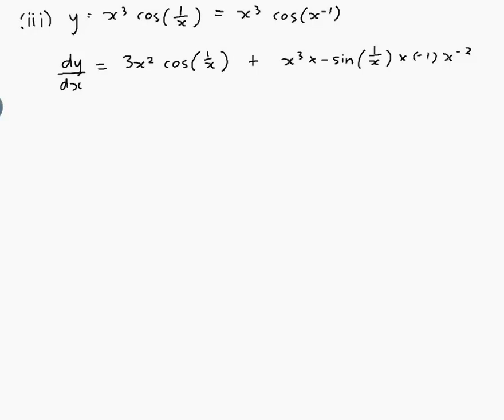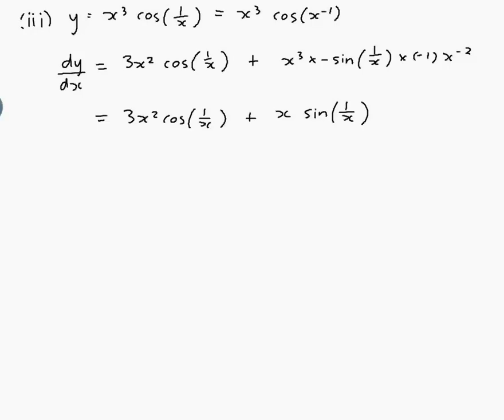Okay, so now I've got this, I can simplify it a little. 3x squared cos 1 on x plus, let's see, we've got 2 minuses there, so they cancel out, so it really is a plus. x cubed times x to the minus 2, so we'd add the powers, that'd just be x, and we're left with our sine 1 on x. So there's the answer for the derivative.